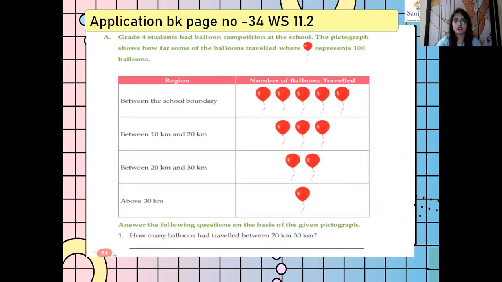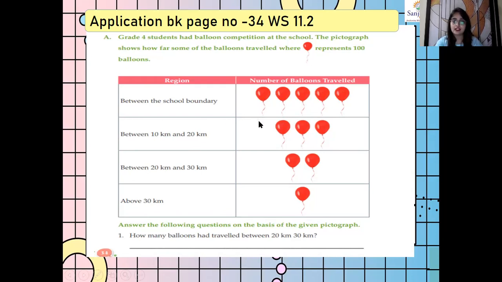Okay. Now, the regions they have given you are between the school boundary, between 10 kilometer and 20 kilometer, between 20 kilometer and 30 kilometer, and above 30 kilometer. And they have given you the number of balloons traveled. So one balloon symbol stands for 100 balloons. Okay. So within the school boundary, there are 1, 2, 3, 4, 5. So 5 into 100 will be 500 balloons.